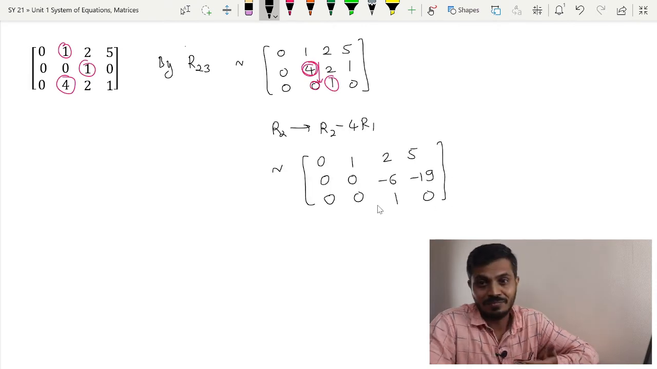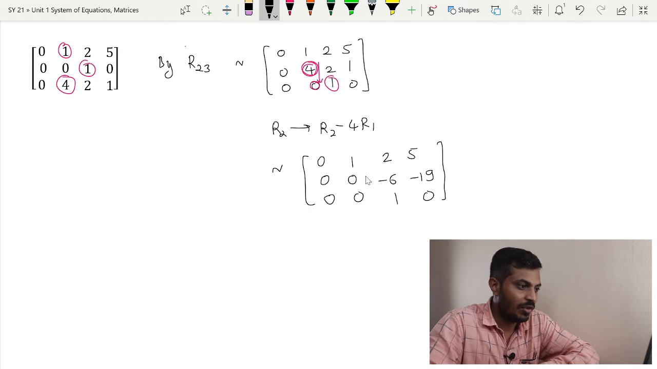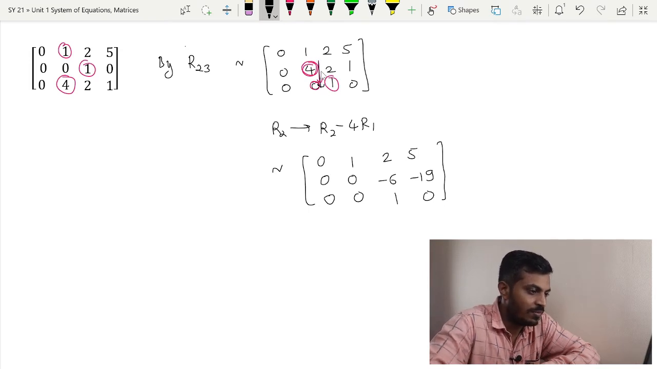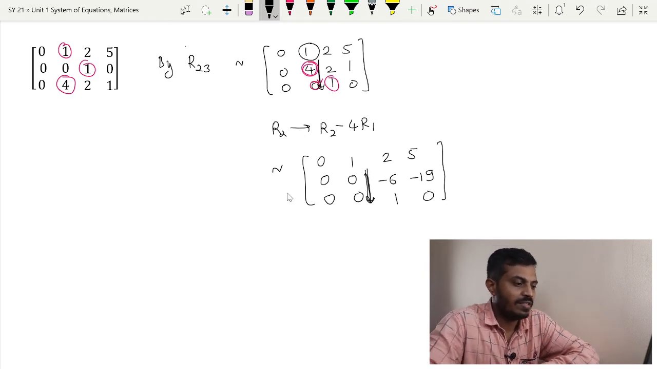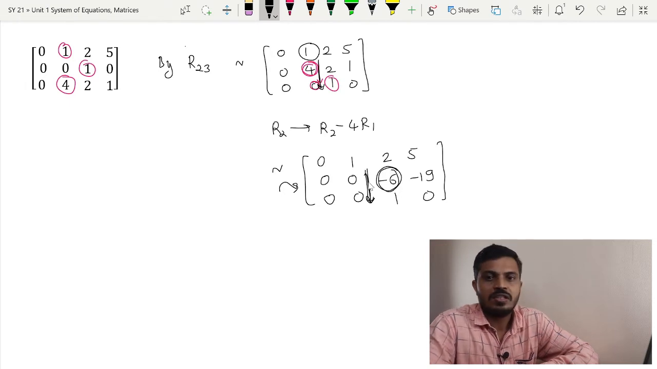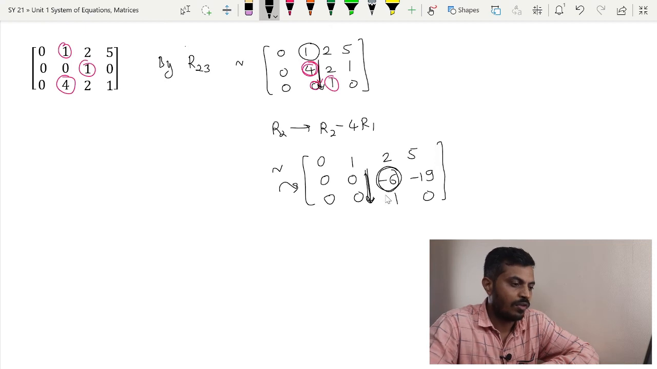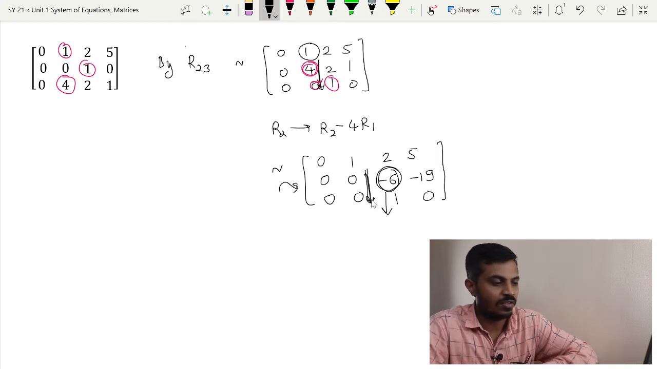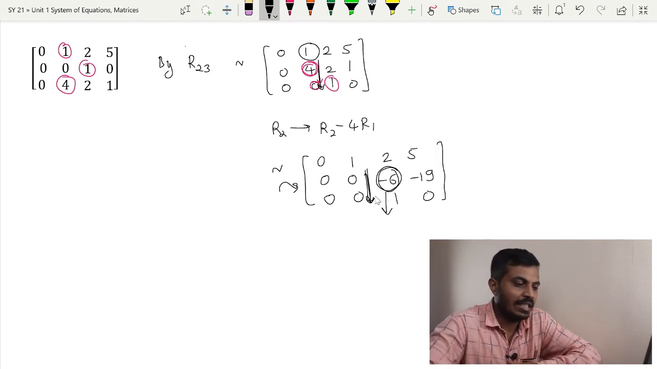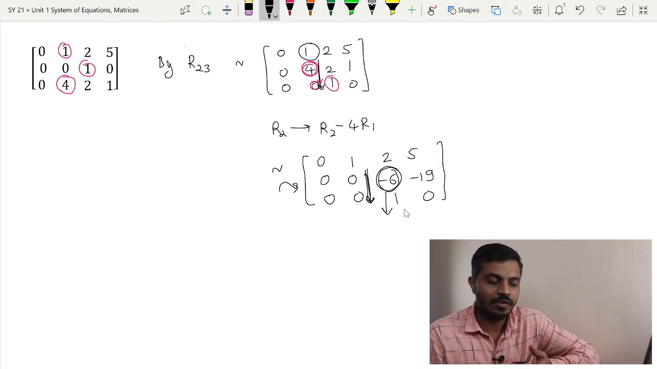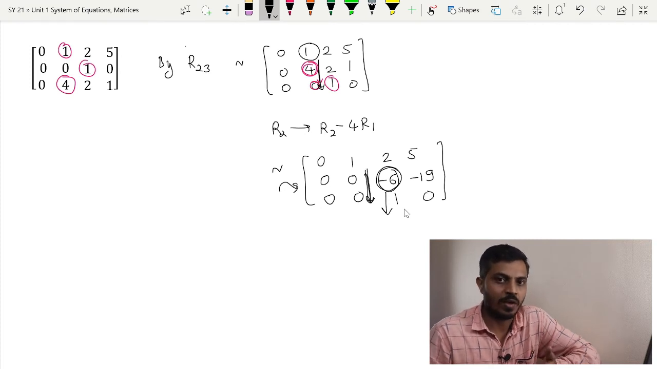Now this is a very beautiful example. Once you have made all the entries under this 1 to be 0, as you can see all the entries over here are 0. Now we move towards the second row. In the second row our leading coefficient is minus 6. Now we have to make all the entries below it to be 0. But as I told you before, if that leading coefficient is not 1, we always try to make it 1 in order to simplify our calculation.